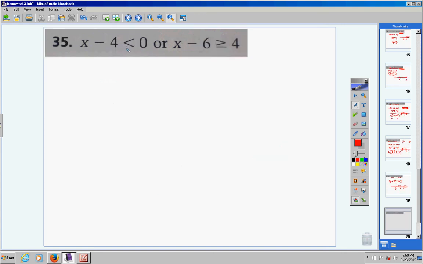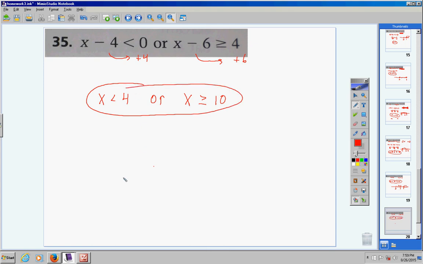Number 35. Alright. We have a disjunction, so we solve one inequality first, then we solve the other one. Okay? Here we go. Bring the 4 over and make it a positive 4. X is less than 4. Easy enough. Bring the 6 over and make it a positive 6, x is greater than or equal to 10. Okay? Bring down the word or. Please don't forget to do that. And there's your answer.